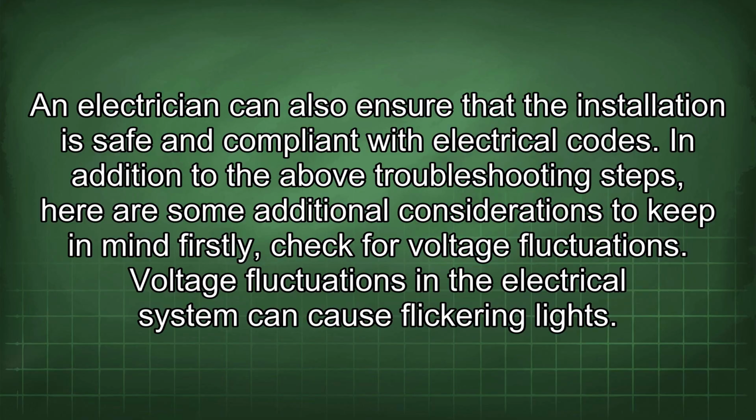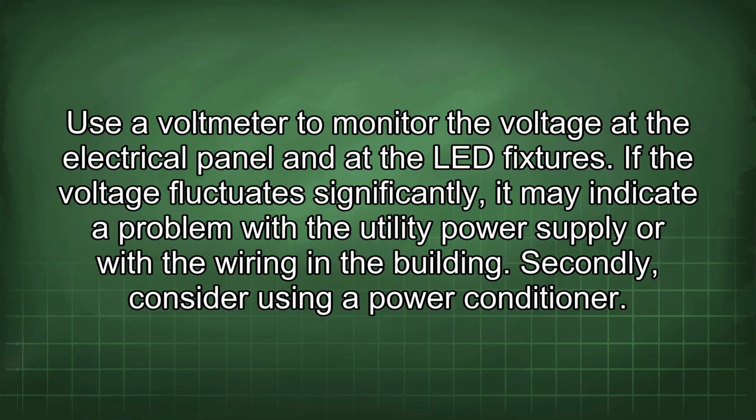In addition to the above troubleshooting steps, here are some additional considerations to keep in mind. Firstly, check for voltage fluctuations. Voltage fluctuations in the electrical system can cause flickering lights. Use a voltmeter to monitor the voltage at the electrical panel and at the LED fixtures. If the voltage fluctuates significantly, it may indicate a problem with the utility power supply or with the wiring in the building.